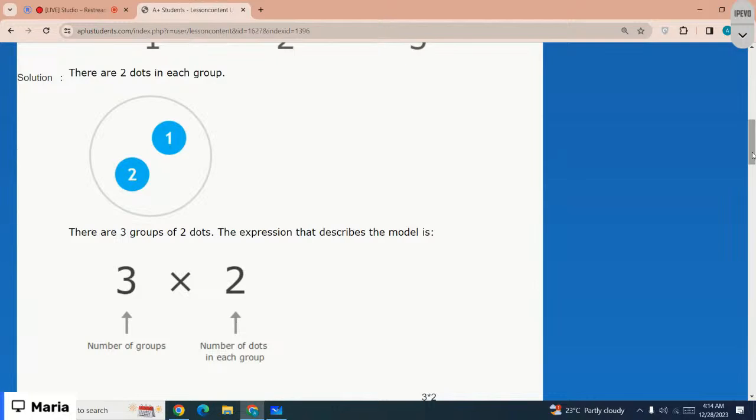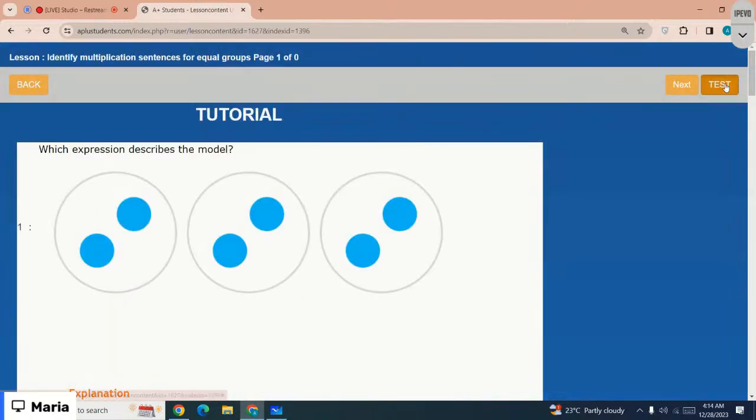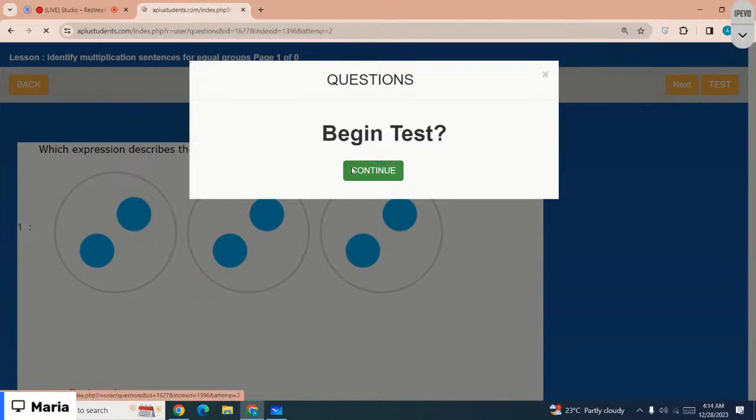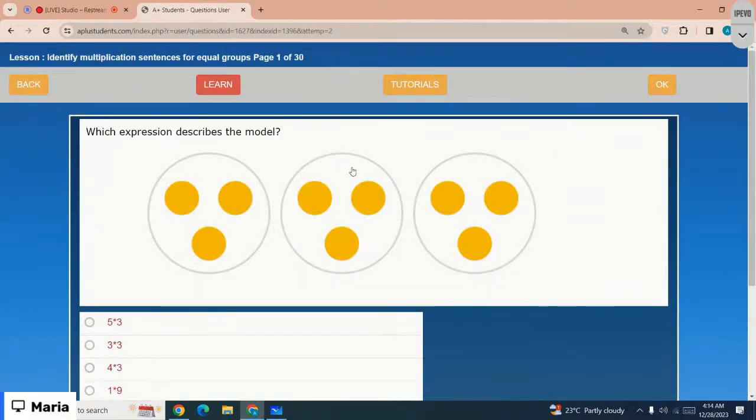Let's just start with the practice questions. Basically, we're going to learn how we make groups and how we multiply in groupings, right? Let's see here. Which expression describes the model? First, see how many groups we are given. We are given one, two, and three groups, right? You have three groups in total.